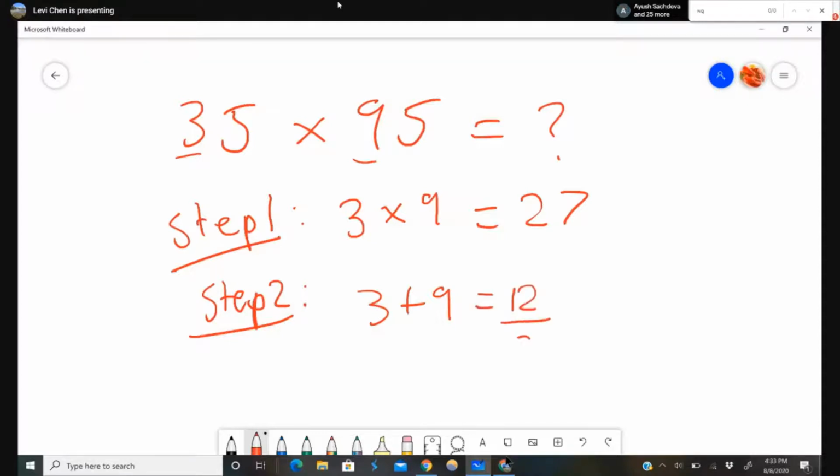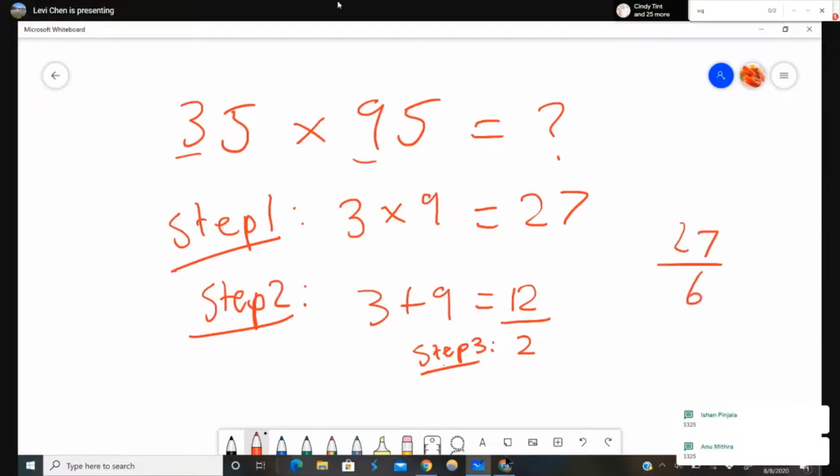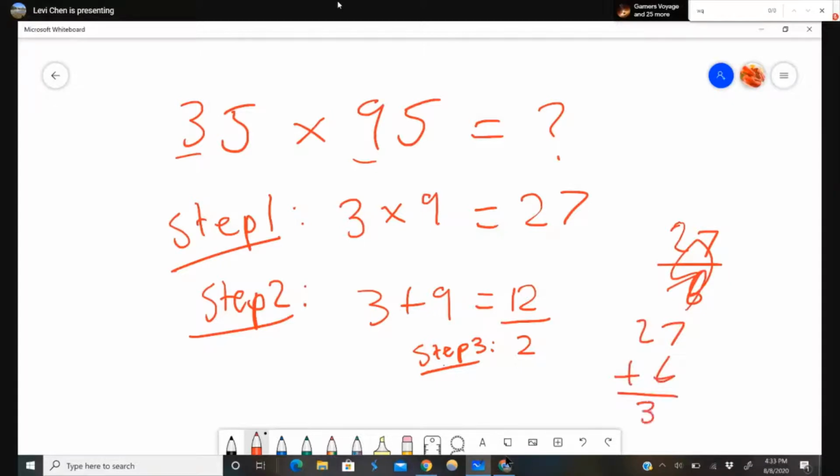But then you have to divide that by 2. Remember the divide. Let me put this as step 3. Divide by 2, and then you get 27 plus 6, since 12 divided by 2 is 6. 27 plus 6 equals 33. So then that would equal 33, and then adding the 25, 3,325. Okay? Yeah, okay, you guys got it pretty fast.